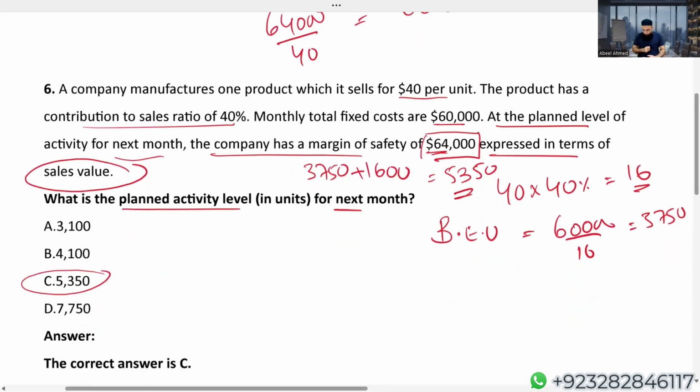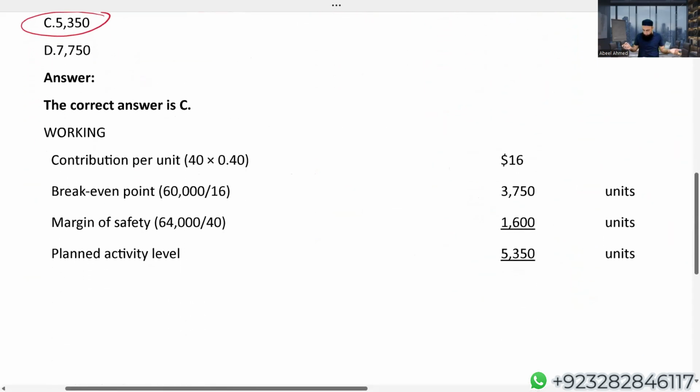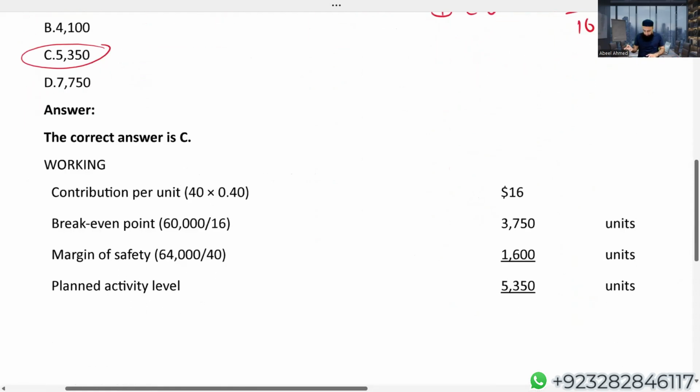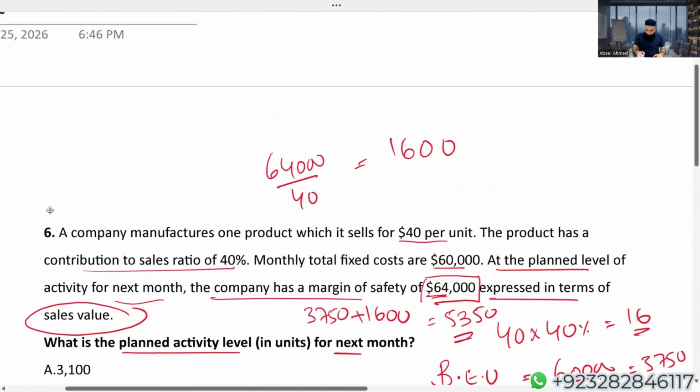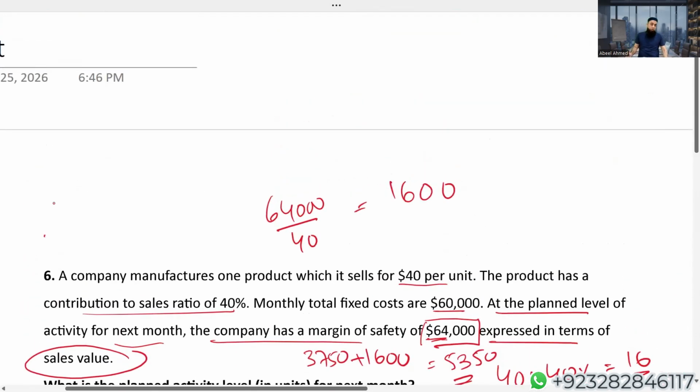What Study Hub has done is more or less the same thing. You can see that. Yes, we have the same answer. We and Study Hub can see eye to eye. So we are on the same page. I hope you are also with me on the same page.